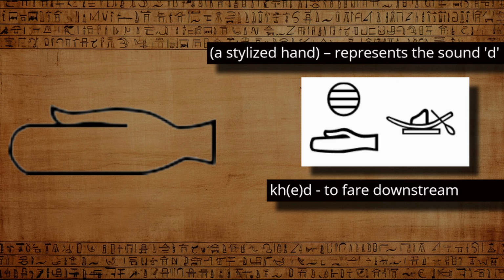Next up is a stylized hand, representing the sound D. And here's a little fun fact. When people claim that ancient Egyptians had helicopters, for whatever reason, or submarines, presumably for the Nile I guess, they are often looking at overcarved hieroglyphs, and the D hieroglyph frequently shows up in these cases. Overcarving wasn't unusual. And this word, ked, means to fare downstream.